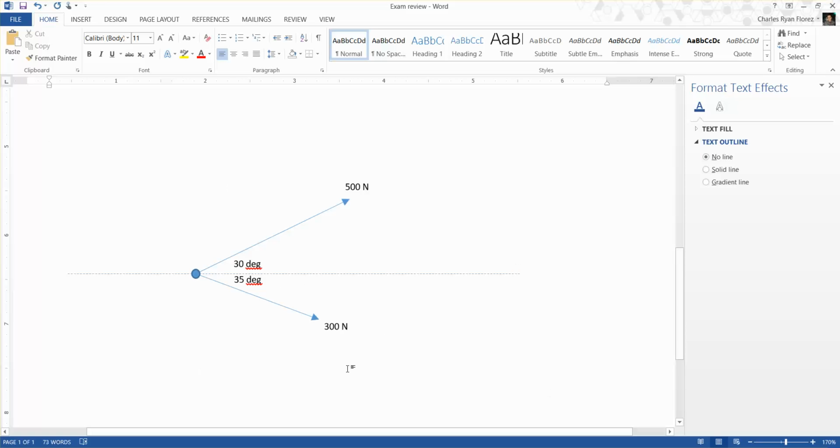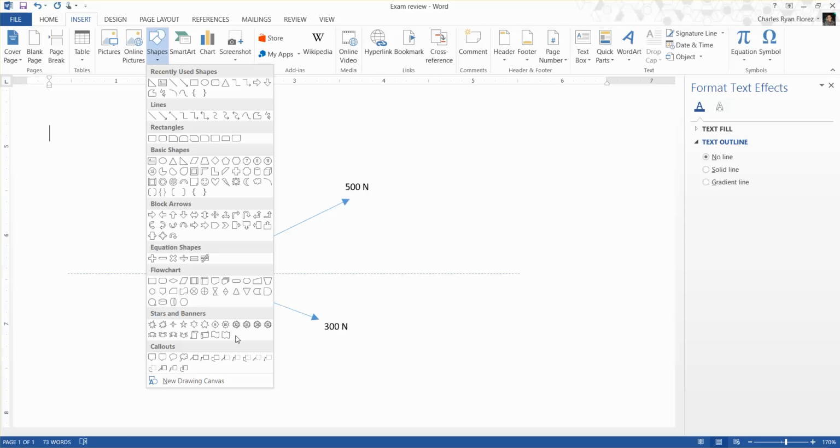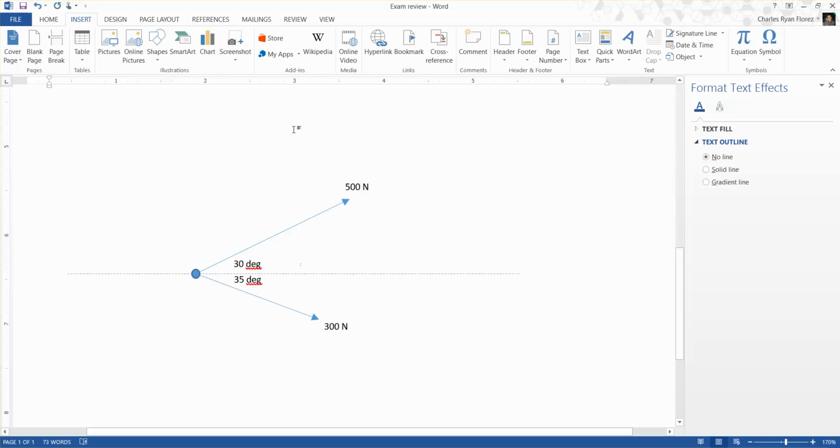Okay, so probably what you're going to be asked is to find the resultant force. Just by looking at this problem, you can already tell that whatever this force is doing, it's going to be more significant than this force, right? So you'll have a resultant vector somewhere like right here, pointing in this direction.